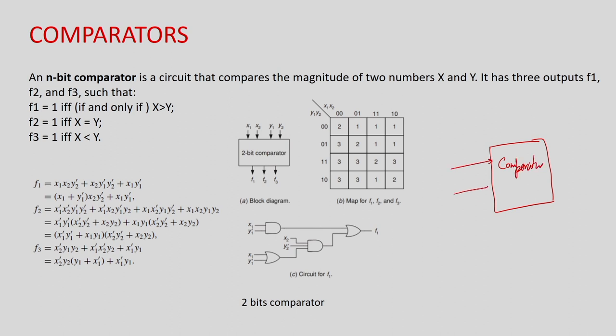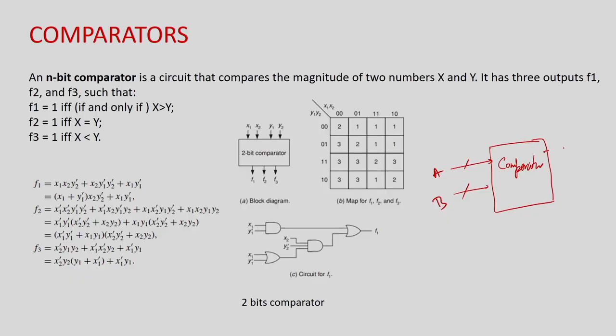I will give two numbers. The number of bits can be anything, n bits, but I have to develop it for a fixed bit width, say 4 bit or 12 bit or 10 bit, whatever it is. It will have three results: one is greater than, one is equal, and one is less than. A greater than B, A equal B, and A less than B.